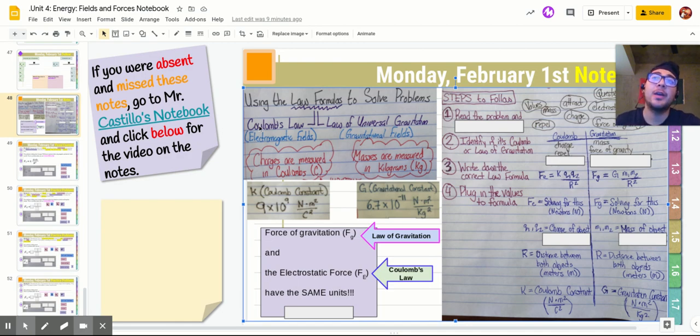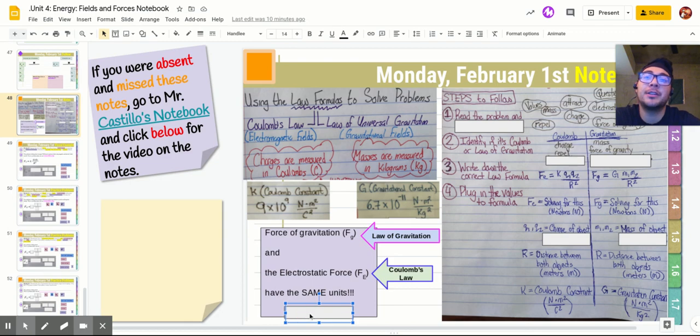When it comes to Coulomb's law, we use charges, and the charges are measured in coulombs, the unit C. For the law of universal gravitation, we use masses, measured in kilograms. Just so we know the numerical values and the units. Here I have the Coulomb constant and the gravitational constant, which we'll talk about moving forward. Remember, the force of gravitation and the electrostatic force have the same unit.